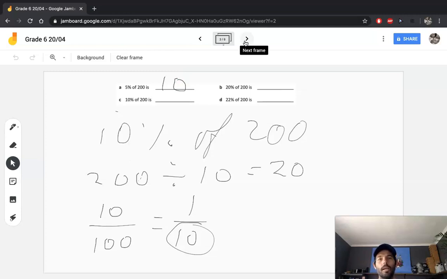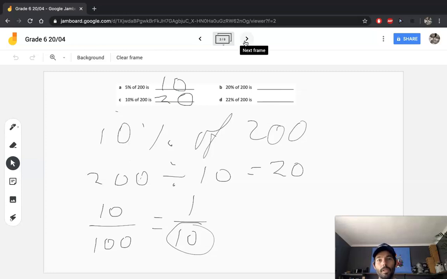The beauty here is that now that I know what 5% is, I know what 10% is because I can just double. I know what 20% is. I can work out any percentage just because I know what 10% is. So if 5% of 200 is 10, 10% must be 20. Okay, so I'm going to do C first.